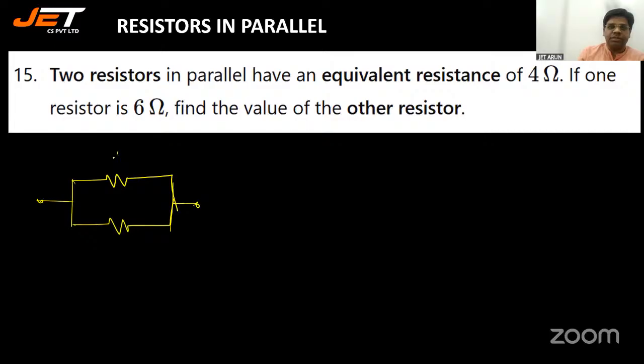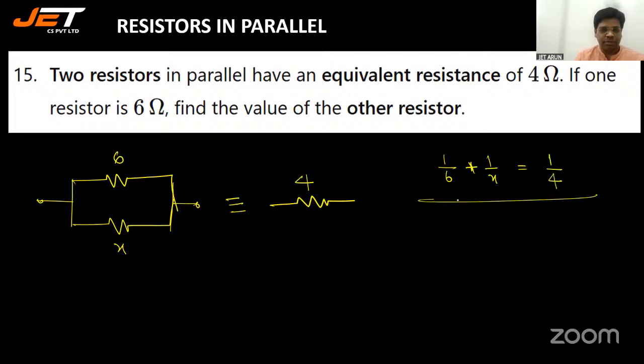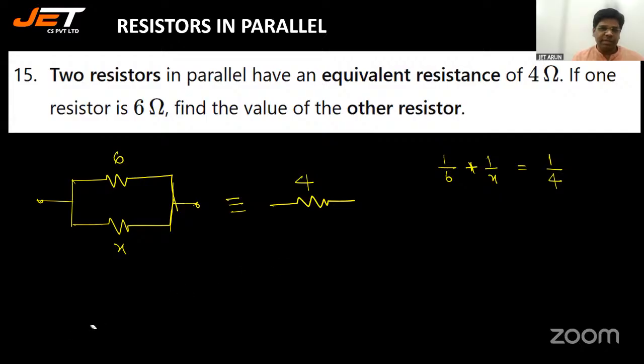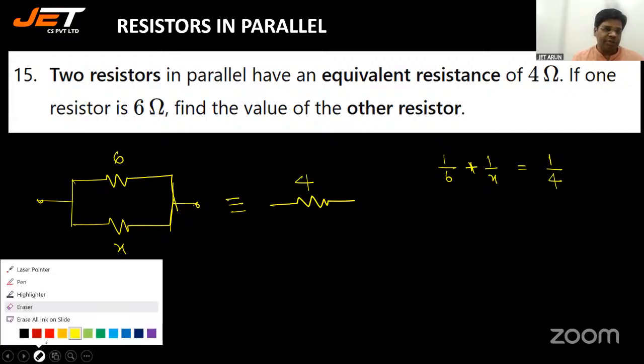One is unknown, one is 6. The other is unknown, x, let's say x. And the equivalent is 4. That means 1 by 6 plus 1 by x is equal to 1 by 4. We have framed a linear equation. All you have to do is solve it.